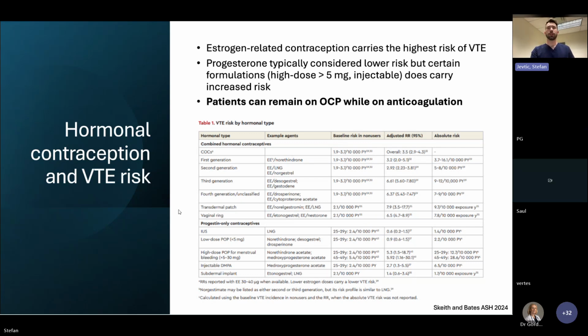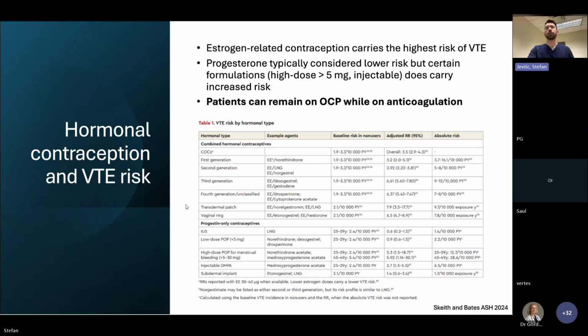Typically, I think the messaging has been that progestin-only contraceptives do not increase risk of VTE, but I will caveat that by saying certain formulations, like your high dose greater than 5 milligrams per day or your injectable DMPA, do actually have an increased risk of VTE. With the injectable, it's about 2 to 3-fold increase. So not a strong provoking factor, but certainly something that I would say is mild and should be taken into consideration when you're counseling a patient about their risk of recurrent VTE.